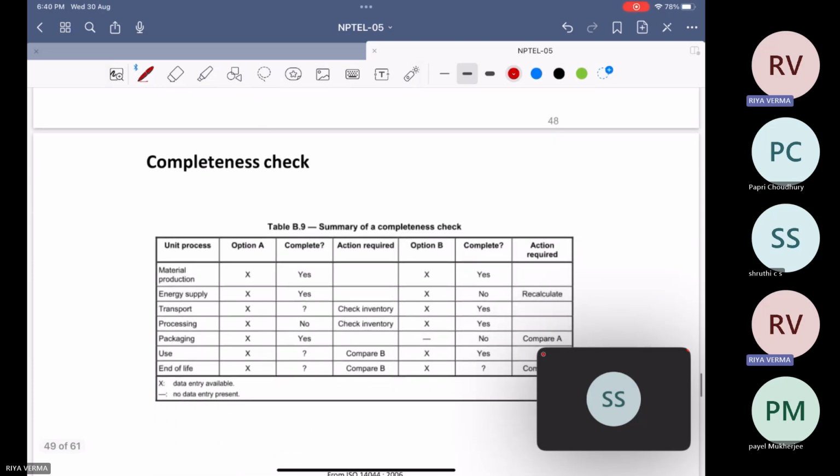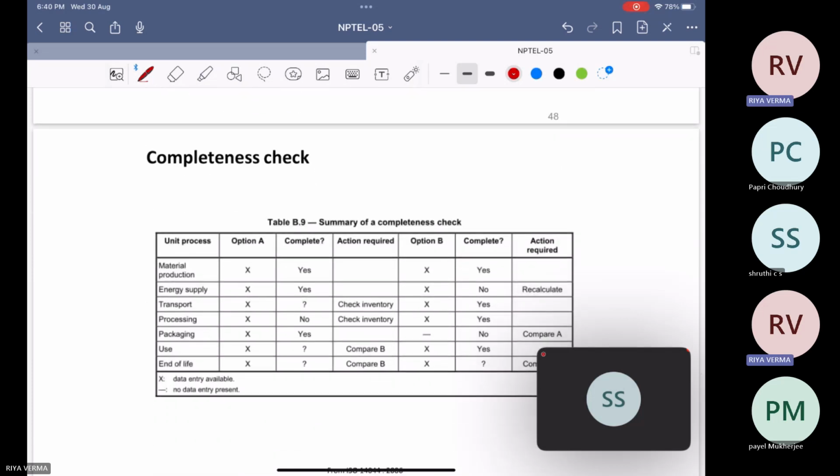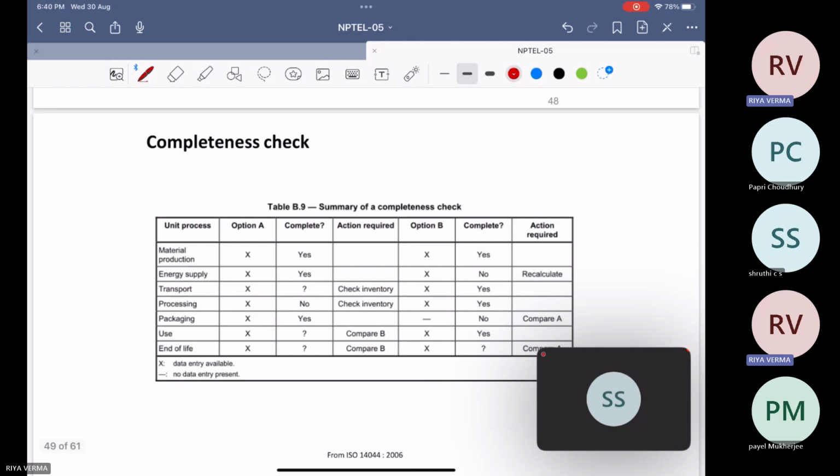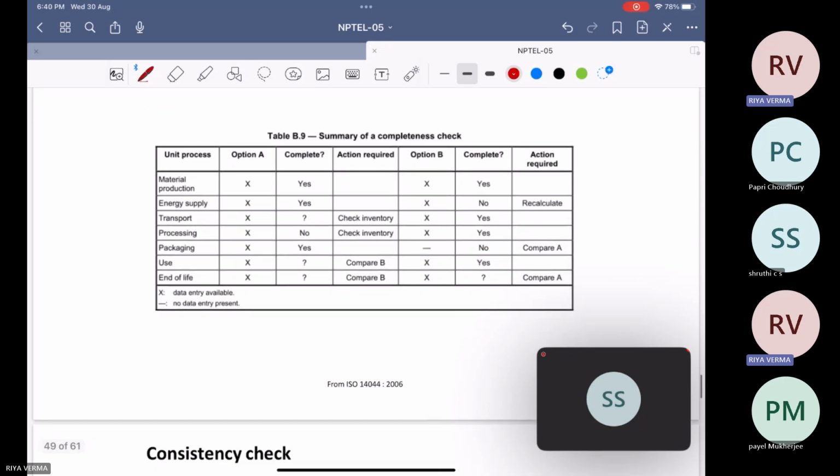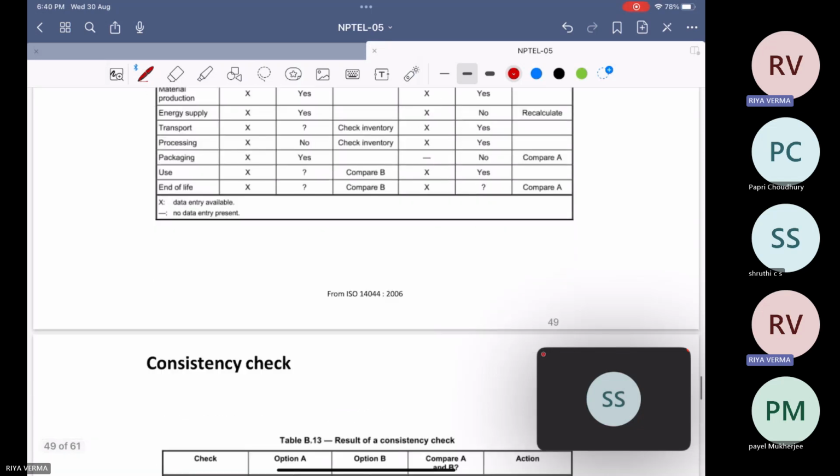Now this is a table showing the completeness check, a summary of how a completeness check is made. So these include different unit processes. Then we have some options. Then is it complete or not complete? Then what is the action that is required if not complete? Then option B is there, and again we need to check if it is complete or not complete, and if it is not complete, then we again specify the action required. So this sort of table is made to check for the completeness of the data.